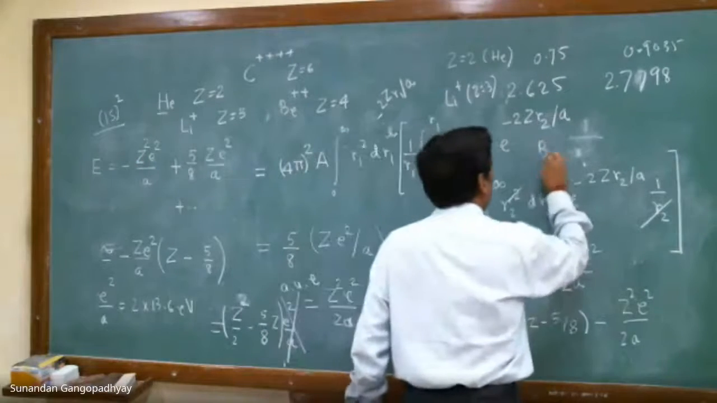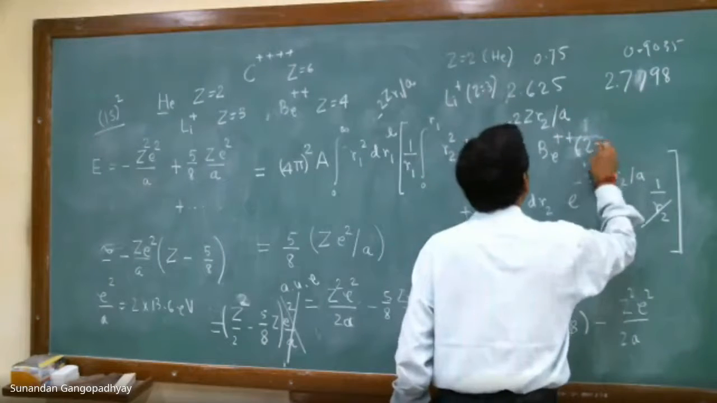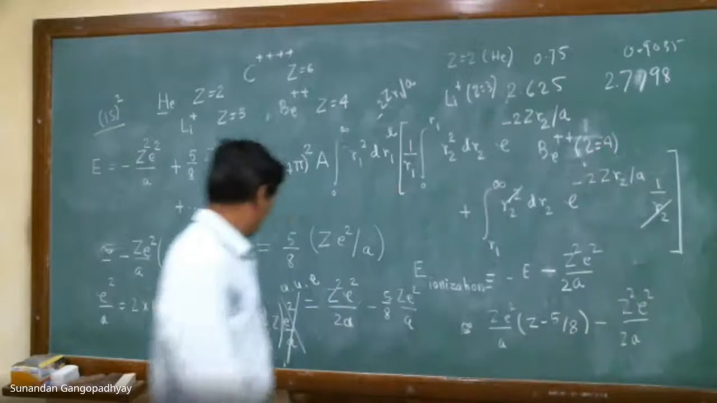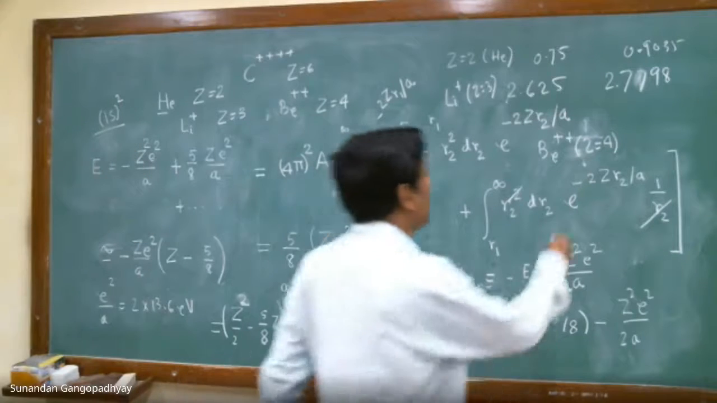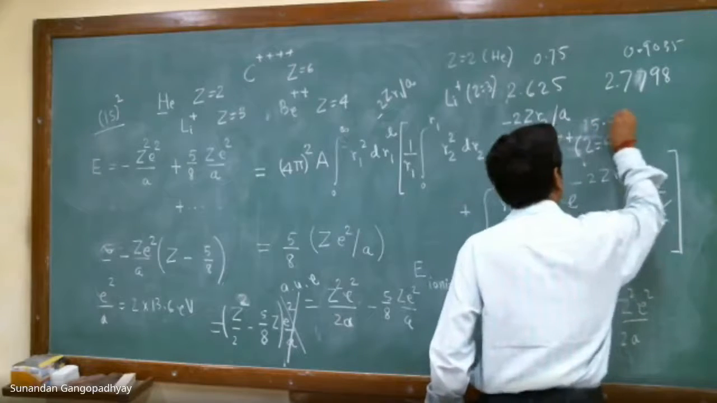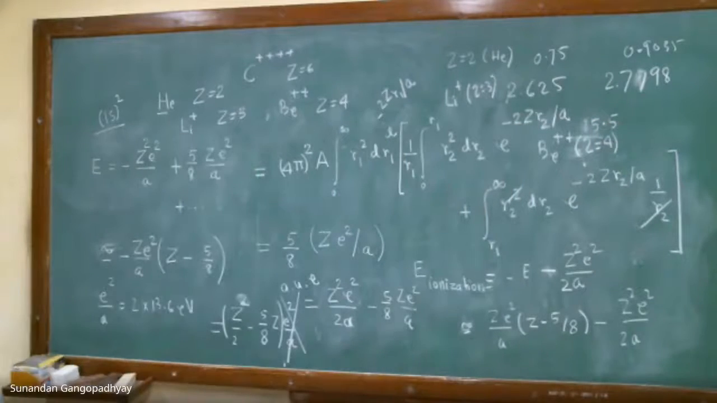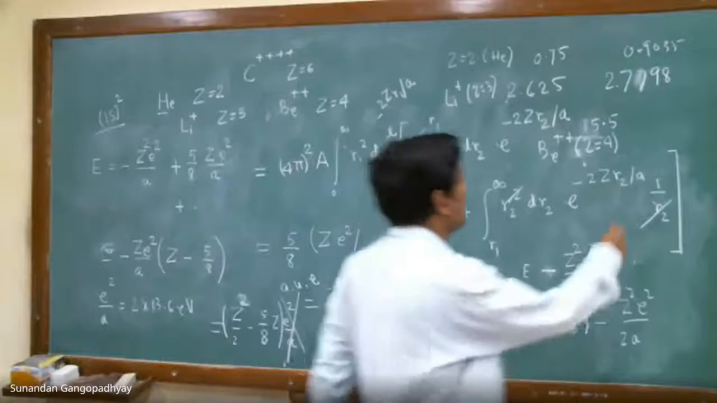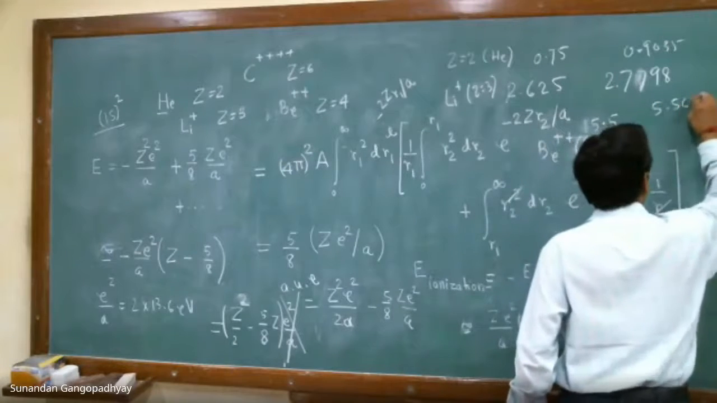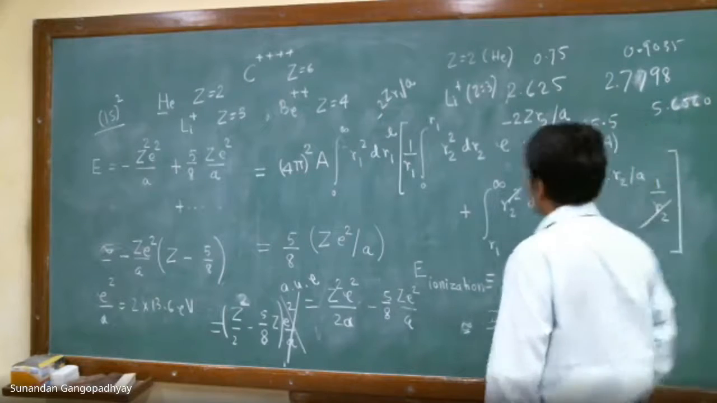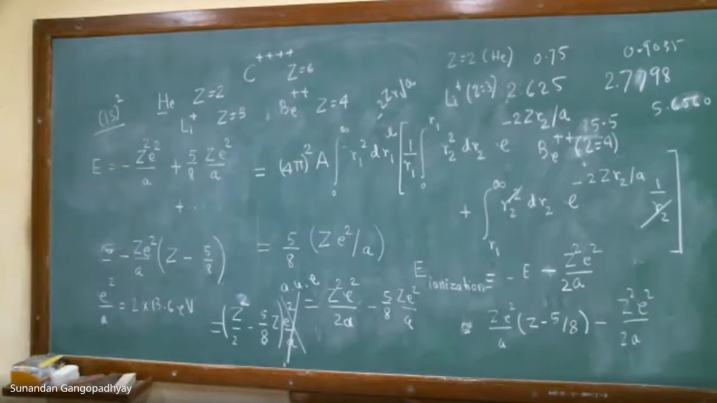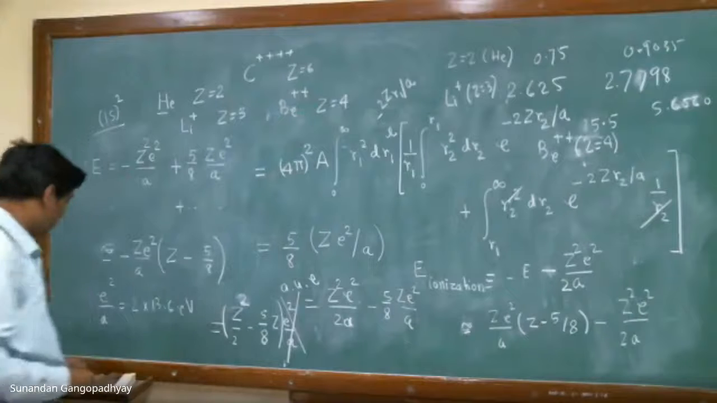For doubly ionized beryllium, which is Z is equal to 4, put Z is equal to 4 here, and if you do that, you will get 5.5. The theoretical value is 5.5. And the experimental measured value is 5.656. So this is the experimental measured value, and you can keep on doing this for carbon and so on. For this one, you can check yourself.